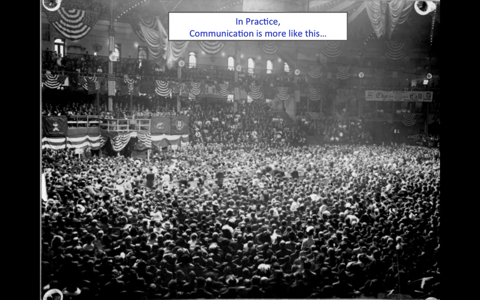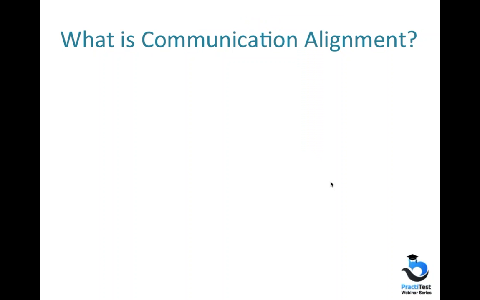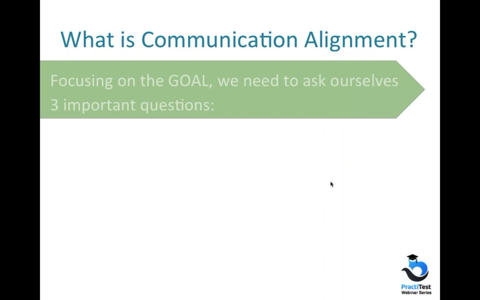Now, if communication in principle is a messy thing, then there need to be things that we can do in order to make it less messy, or at least more efficient. And I want to talk about a concept called communication alignment. Okay? Communication alignment means taking many of the things that you're going to be doing around the communication and trying to align them in order to make your communication more effective.